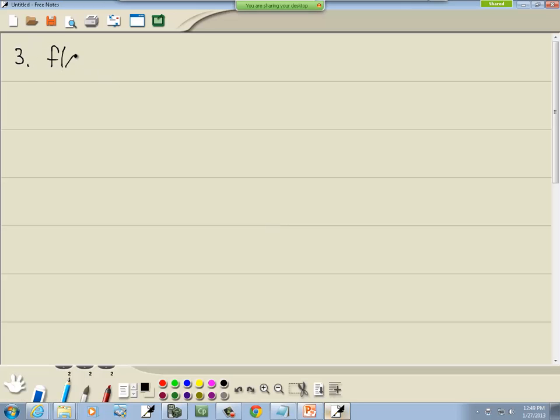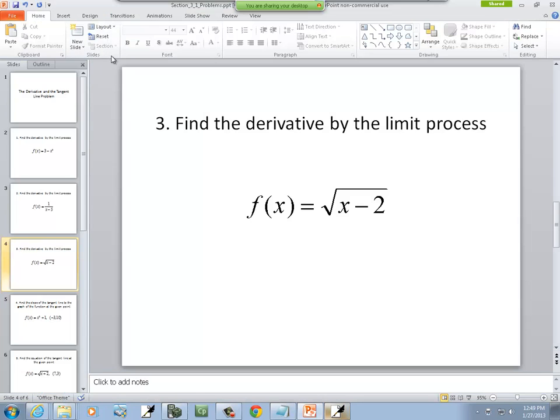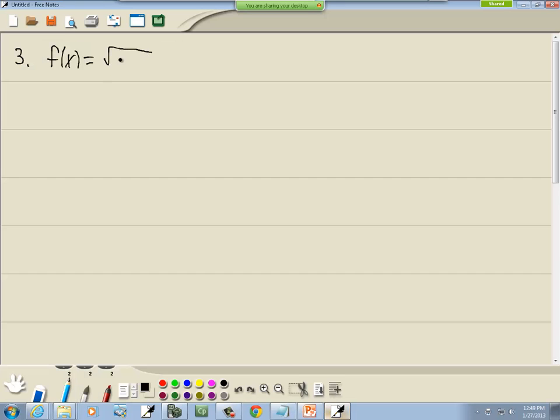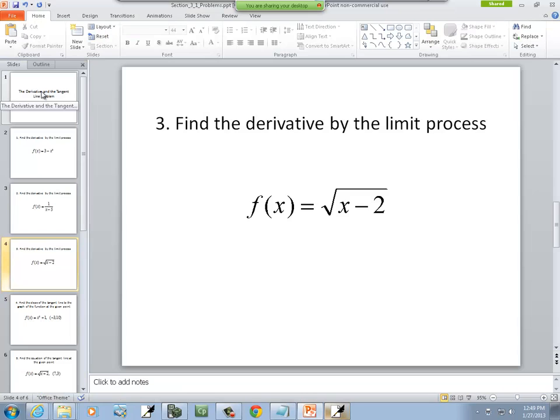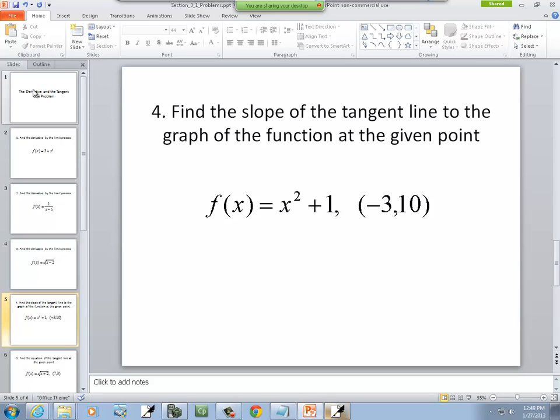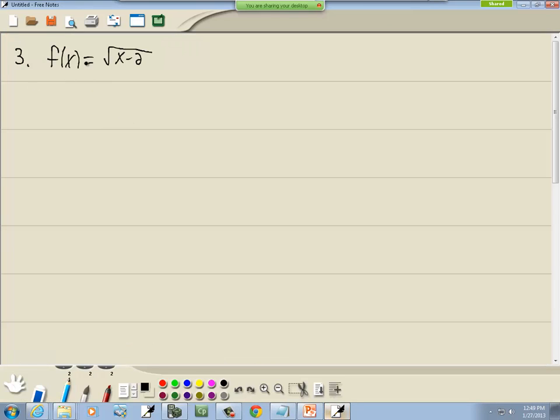Okay. We've got f of x is equal to the square root of x minus 2. And same instructions, find the derivative. I think the next one changes. Yeah. Okay, so our first step is going to be find f of x, which is easy, it's given.